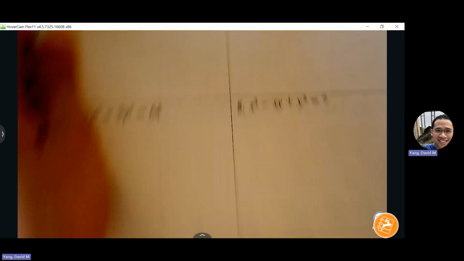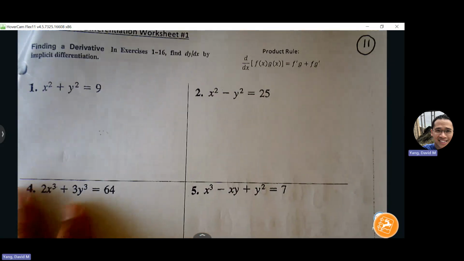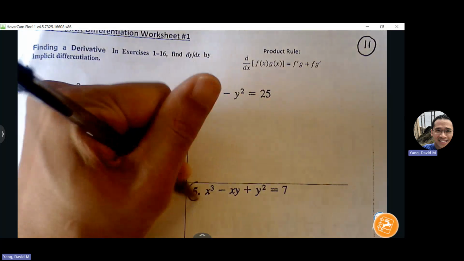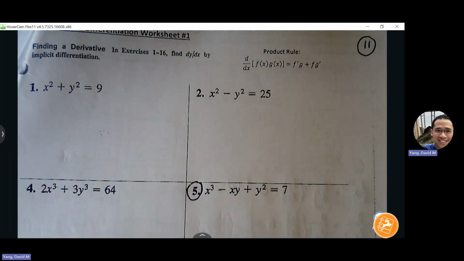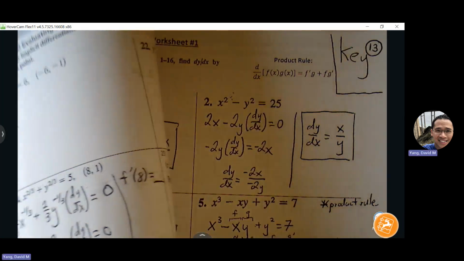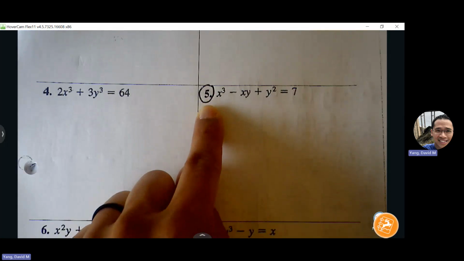Okay, so let's go. We're going to do some more implicit differentiation work and just make sure you guys can get more comfortable with it. So if you guys can turn to page 11, and you'll look at number 5. And then page 13 is the key. All these worksheets, I have the key attached right behind it. So if you look at number 5 here, let's list out what we think is going to happen.